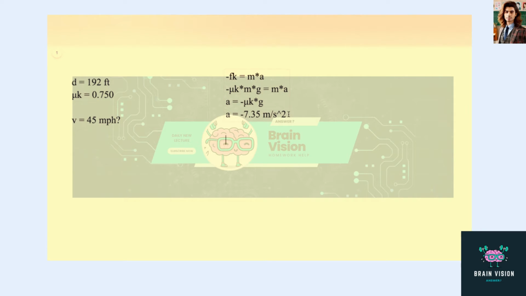So now we want to figure out what his initial velocity was after he's traveled 192 feet. To do that, we're going to need our kinematic equations. So let's say our final velocity squared is the initial velocity squared plus 2 times a times the distance. We're given the distance here in feet, which is not completely convenient because we have everything else measured in meters. So we want to convert this to SI units.